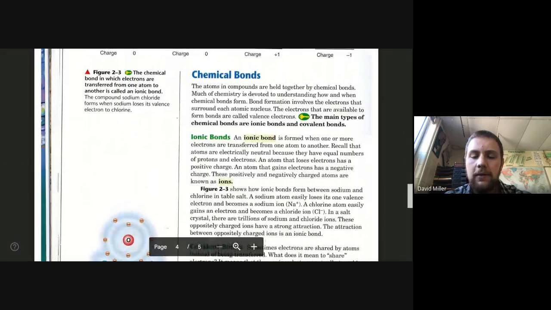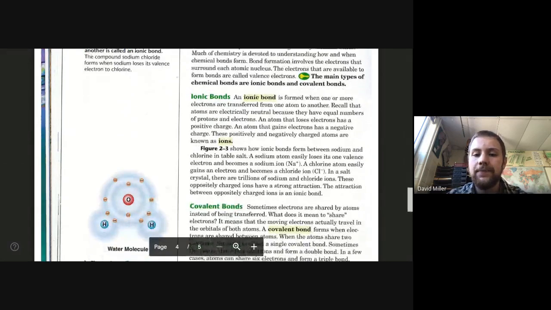Chemical bonds. The atoms in compounds are held together by chemical bonds. Much of chemistry is devoted to understanding how and when chemical bonds form. Bond formation involves the electrons that surround each atomic nucleus. The electrons that are available to form bonds are called valence electrons. The main types of chemical bonds are ionic bonds and covalent bonds.